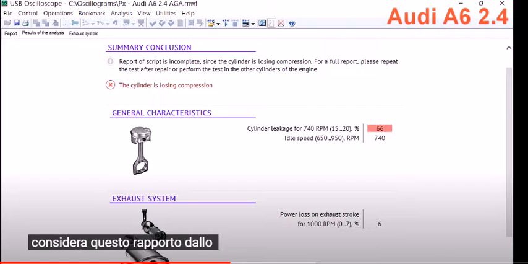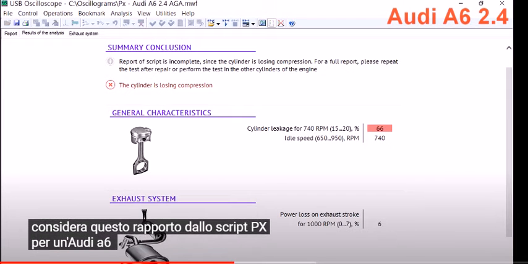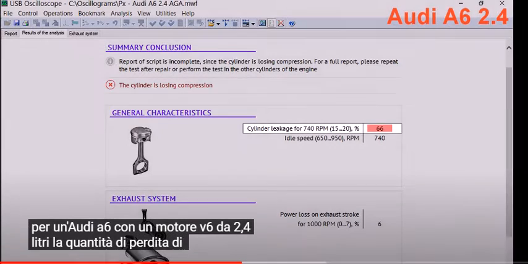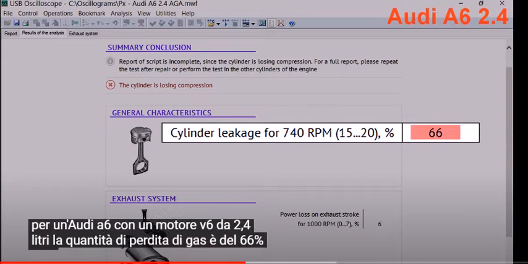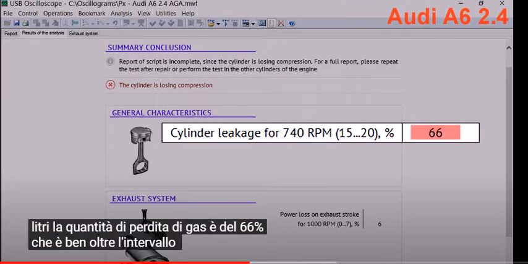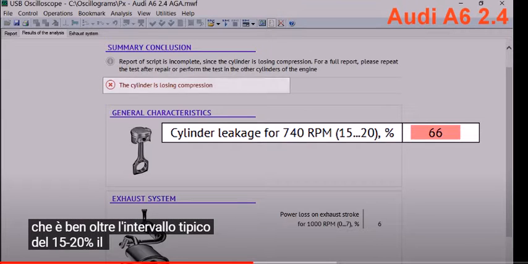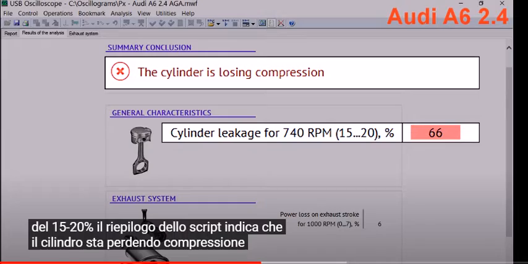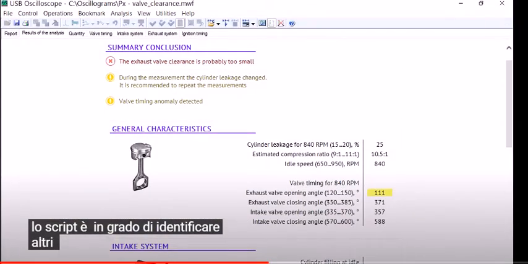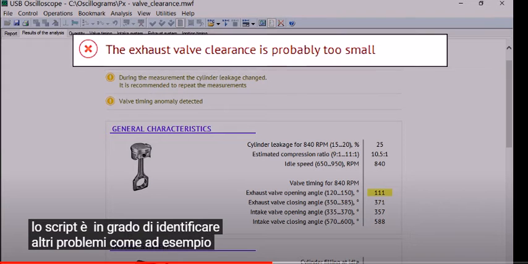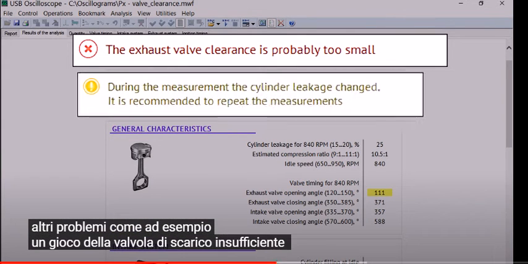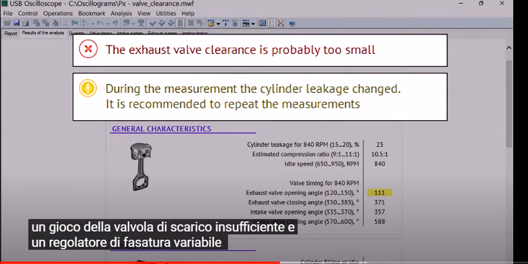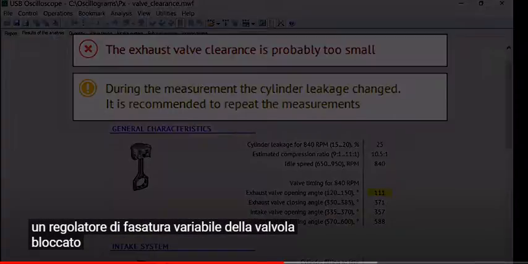Consider this report from the PX script for an Audi A6 with a 2.4-liter V6 engine. The amount of gas loss is 66%. That is far beyond the typical range of 15 to 20%. The script summary indicates the cylinder is losing compression. The script is capable of identifying other issues, as an example, insufficient exhaust valve clearance and a sticking variable valve timing adjuster.